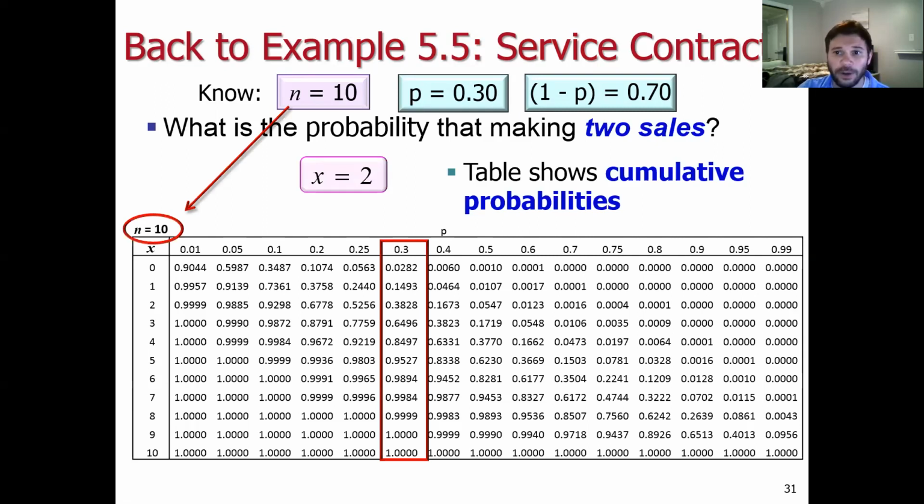But now, if we're looking at the probability that they make exactly 2 sales, I'm going to need not one, but 2 rows of this table. I'm going to need the row corresponding to 2 or fewer successes, which includes 1 and 0. And I'm going to need the row that includes 1 or fewer successes.